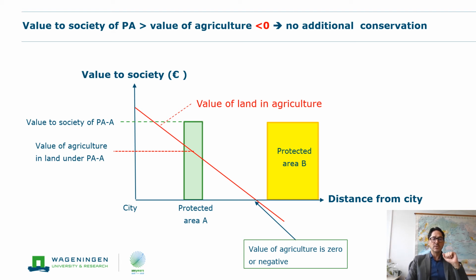So protected area A competes with agriculture. So if you don't put the protected area there, agriculture will be there. You will lose those resources, those natural resources. Protected area B, it might be very valuable for society, but it's not competing with agriculture. There's going to be no agriculture there, irrespective of whether you put the protected area or not.